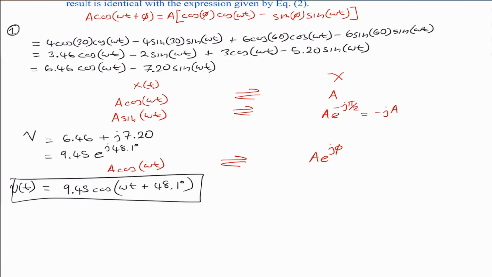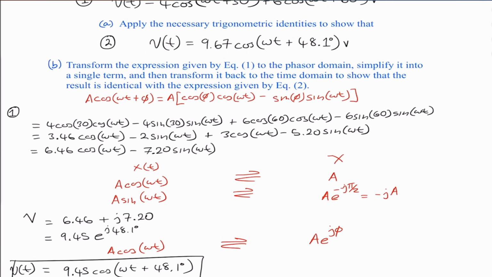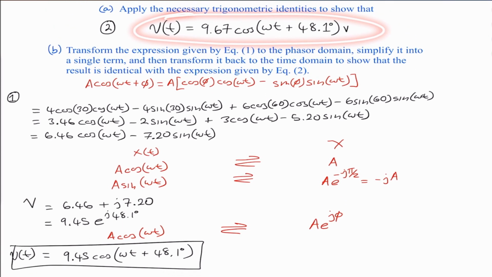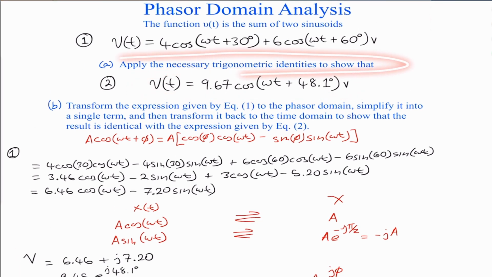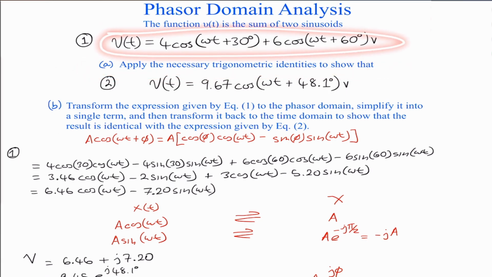And here you can see that v of t is the expression listed by equation 2. So we have already applied the necessary trigonometric identities to show that equation 1 can be expressed as equation 2. So for part b, we can start with equation 1 again, transform it to the phasor domain, simplify it to a single term, and transform it back to the time domain to show that the result is identical with the expression given by equation 2.